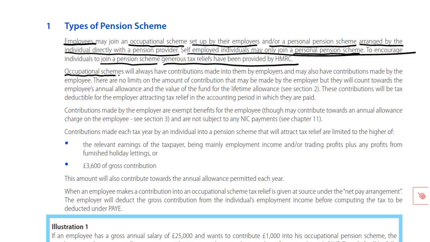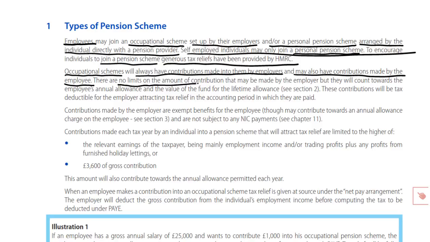Occupational schemes, these are run by employers. They will always have contributions made into them by employers. It can't be an occupational scheme unless they do. And may also have contributions made by the employee. Again, the employer may say the employee can add into this as well, or it may be non-contributory, in which case it's just the employer. Certainly any exam question we get is going to be the combination of the two.